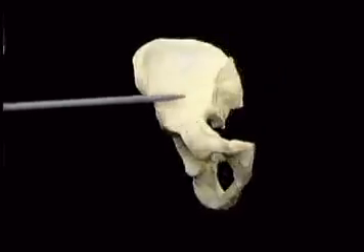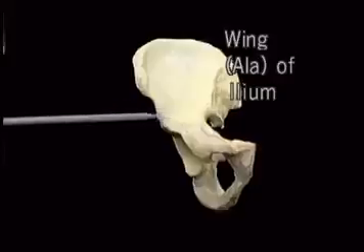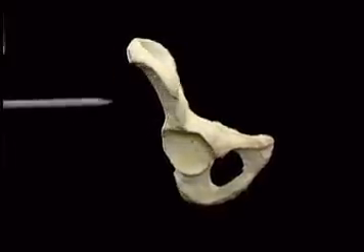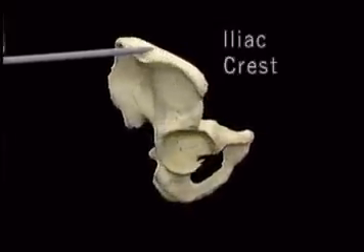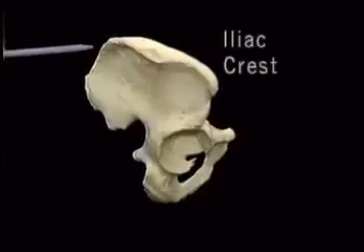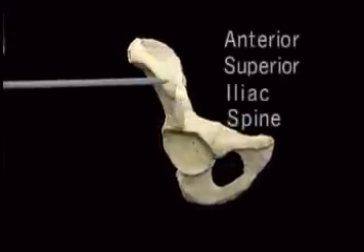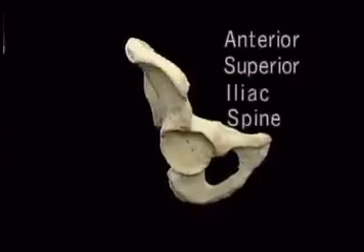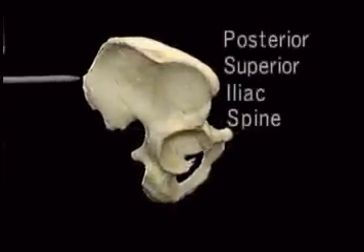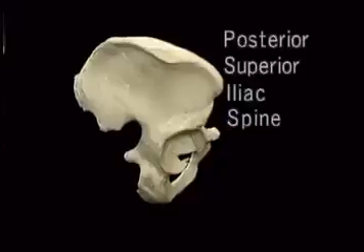This broad bony plate is the wing or ala of the ilium. Its broad roughened edge is the iliac crest, an area where many important muscles attach. The iliac crest ends in front at the anterior superior iliac spine, and behind at the posterior superior iliac spine.